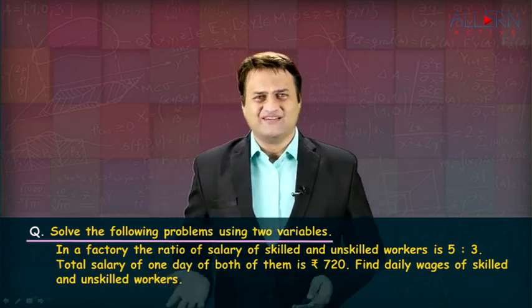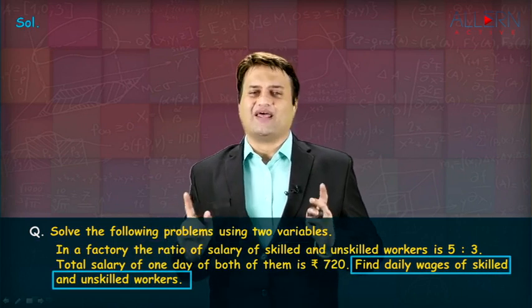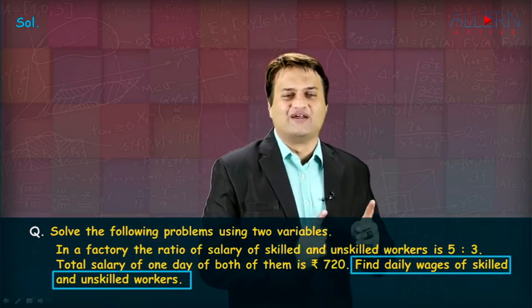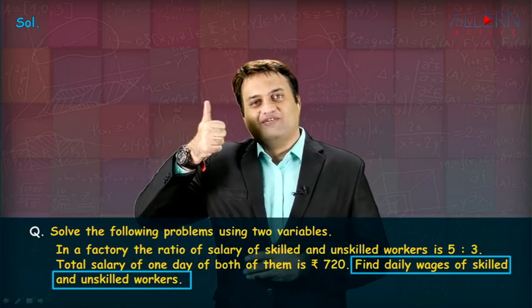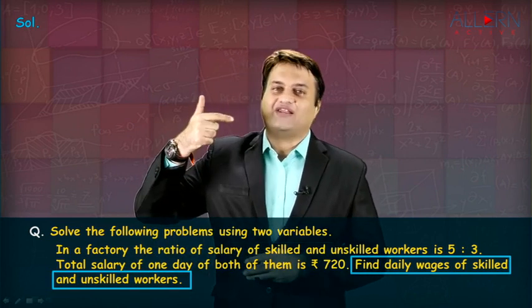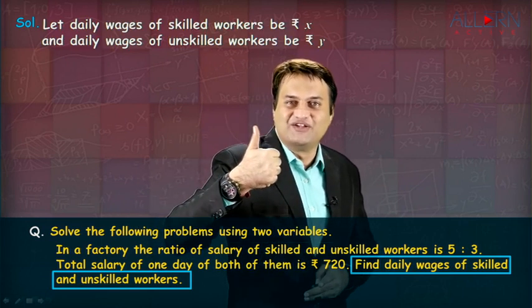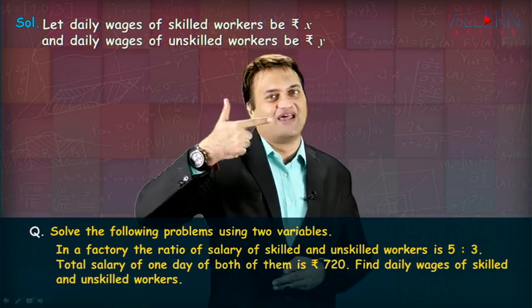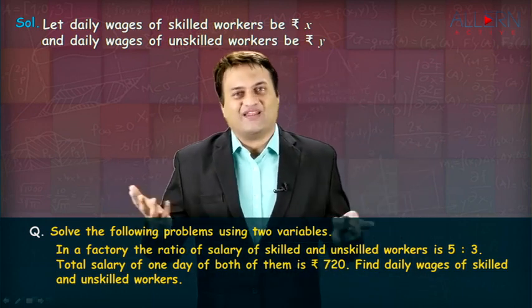Very easy. Don't try to understand anything initially, just read the last statement, and the last statement is find the daily wages of skilled and unskilled workers. So find the daily wage of the skilled worker and find the daily wage of the unskilled worker. So how do we start? Let the daily wage of the skilled worker be rupees X and unskilled worker be rupees Y. Easy.